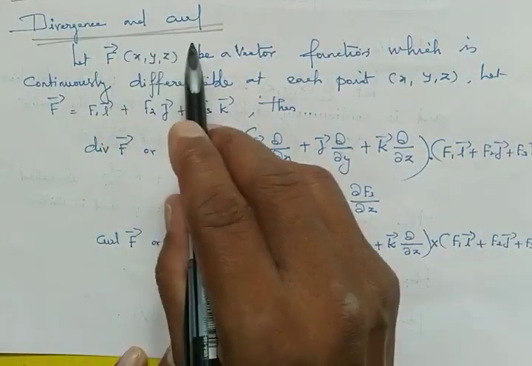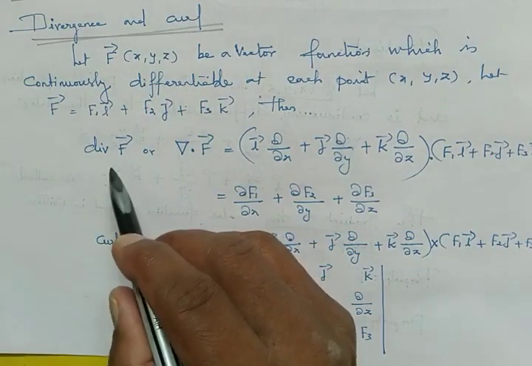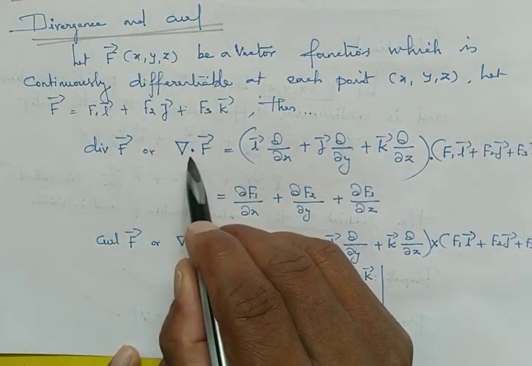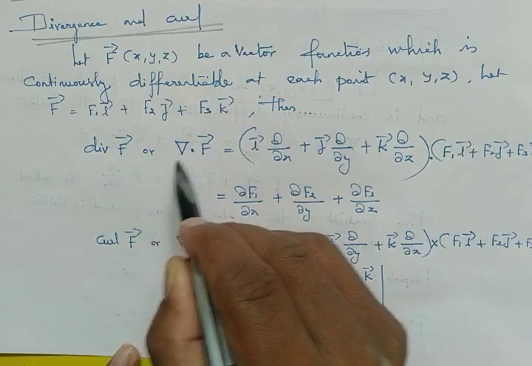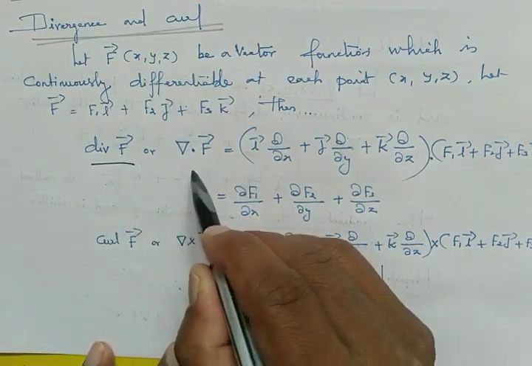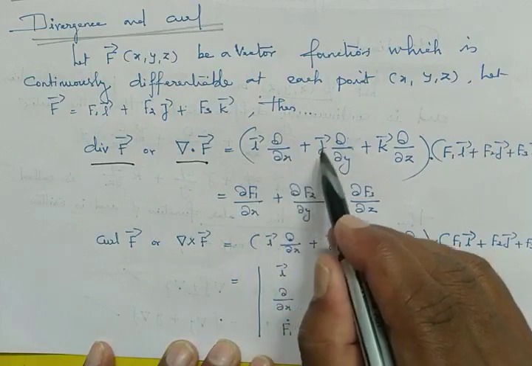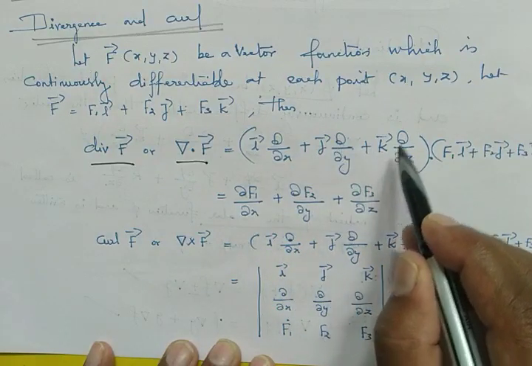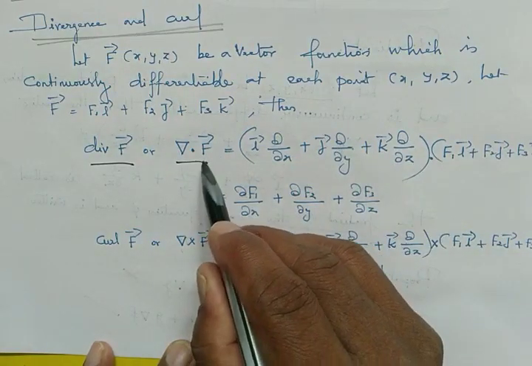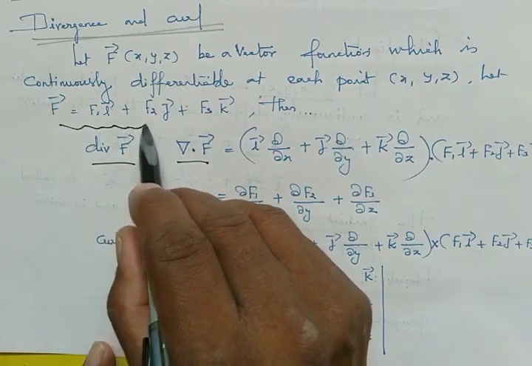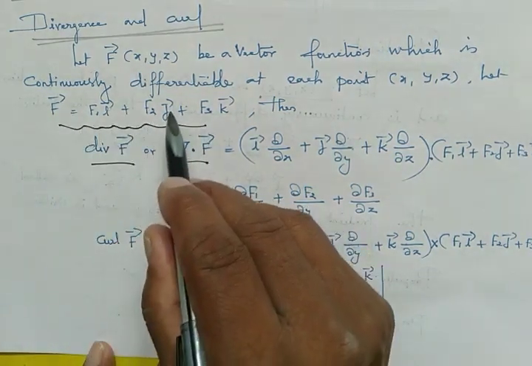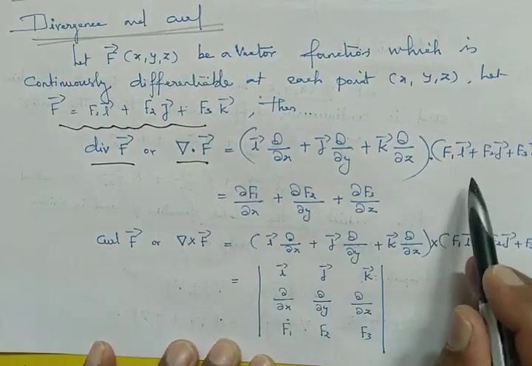Divergence and curl. Divergence means whenever you do the function with del dot product, del dot f, the divergence of f. Del is i vector into dou by dou x plus j vector into dou by dou y plus k vector into dou by dou z. F, capital F vector, we are going to assume in the form of f1 i vector plus f2 j vector plus f3 k vector.